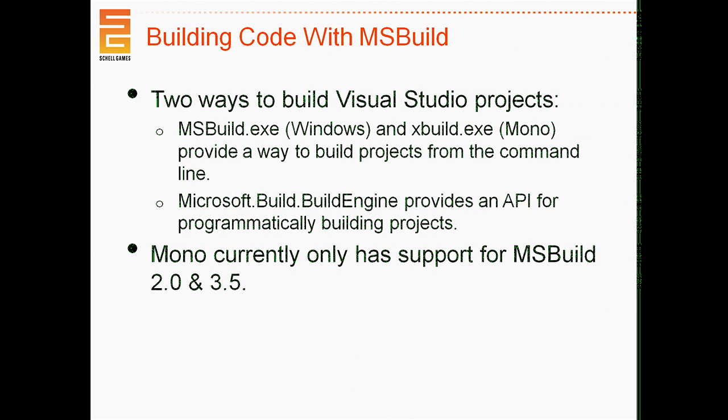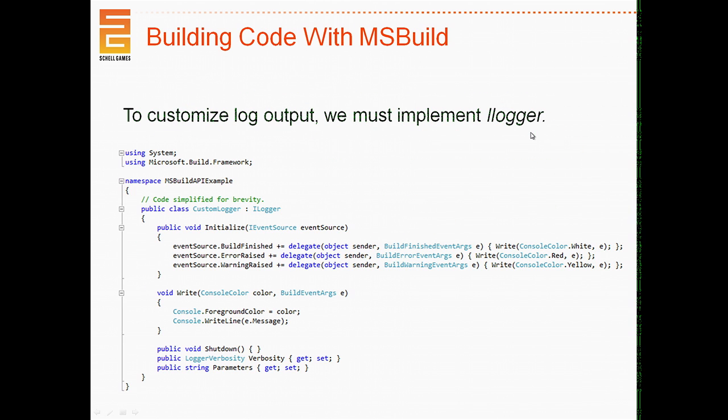Additionally, you can actually programmatically embed MSBuild into your process. Both Mono and the official Microsoft .NET Framework support the Microsoft.Build.BuildEngine API. Mono currently has support for both MSBuild 2.0 and 3.5. So let's take a look at how we embed this. One of the first things you may want to do is customize how the log output works.